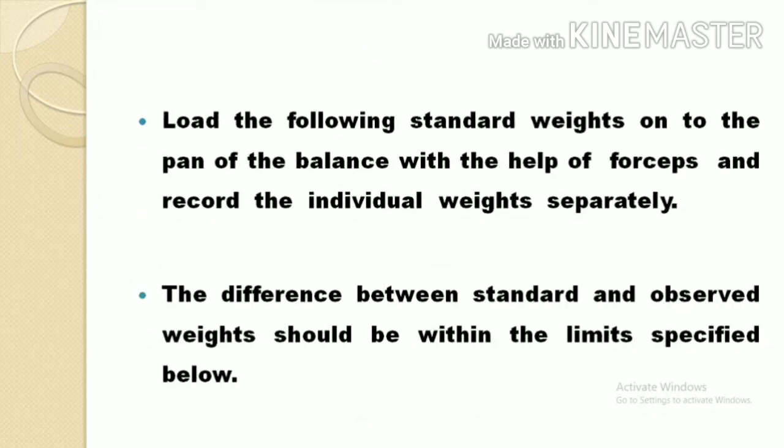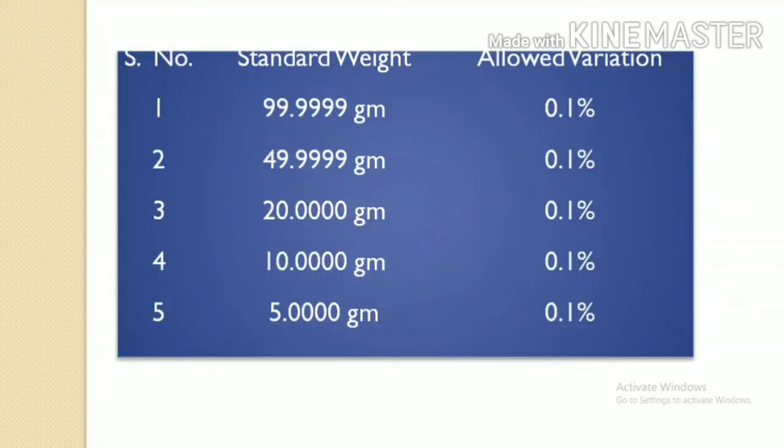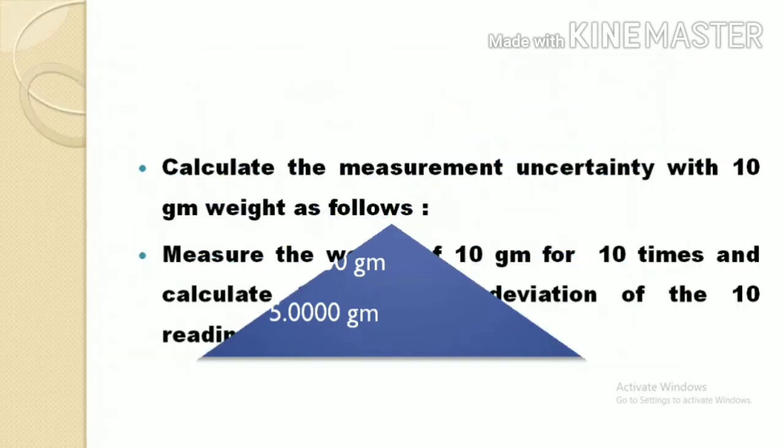Load the following standard weights onto the pan of the balance with the help of forceps and record the individual weights separately. The difference between standard and observed weight should be within the limit specified below. This is the standard weight and this is the allowable variation. Here we can see that for 99.99 gram, the allowable variation is 0.1, and for 0.1 to 5 gram, the allowable variation is 0.1%.